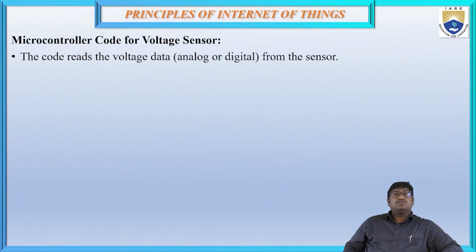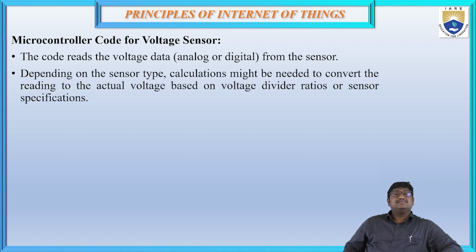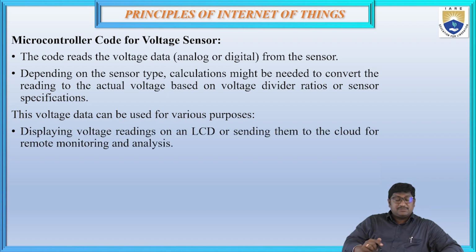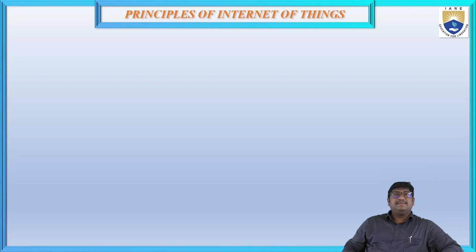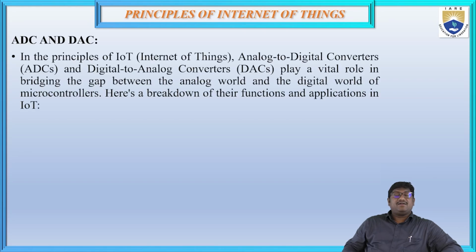And the microcontroller code for voltage sensors. These are used for analog to digital conversion. Depending on the sensor type, the calculations will differ. Displaying the voltage readings on an LCD, sending them to the cloud, and continuously monitoring the analysis report, triggering alarms whenever required when the voltage thresholds are crossed, so that we can take care of it easily.